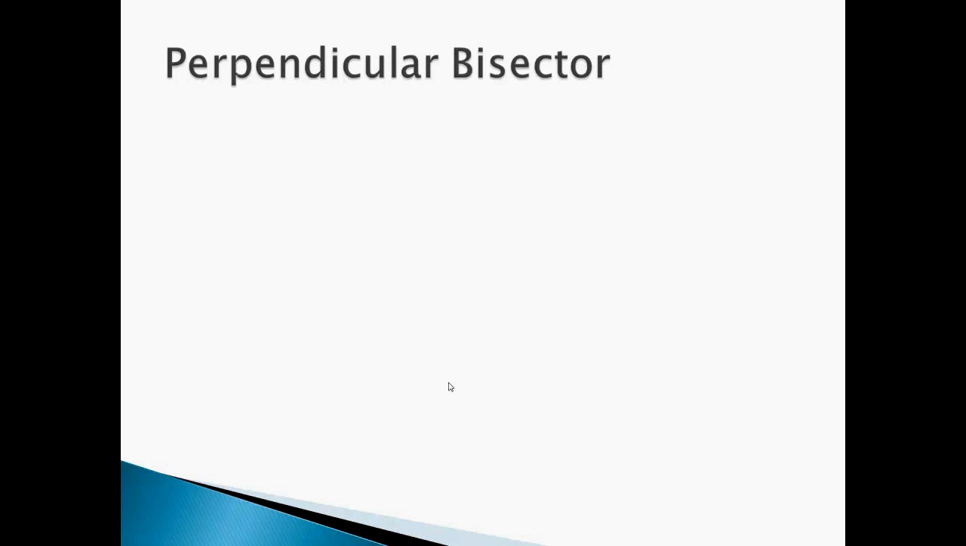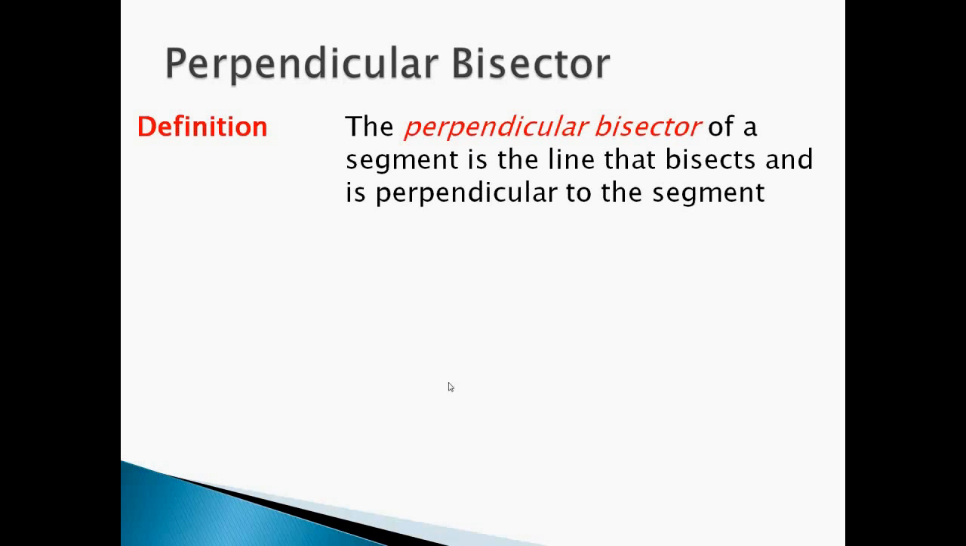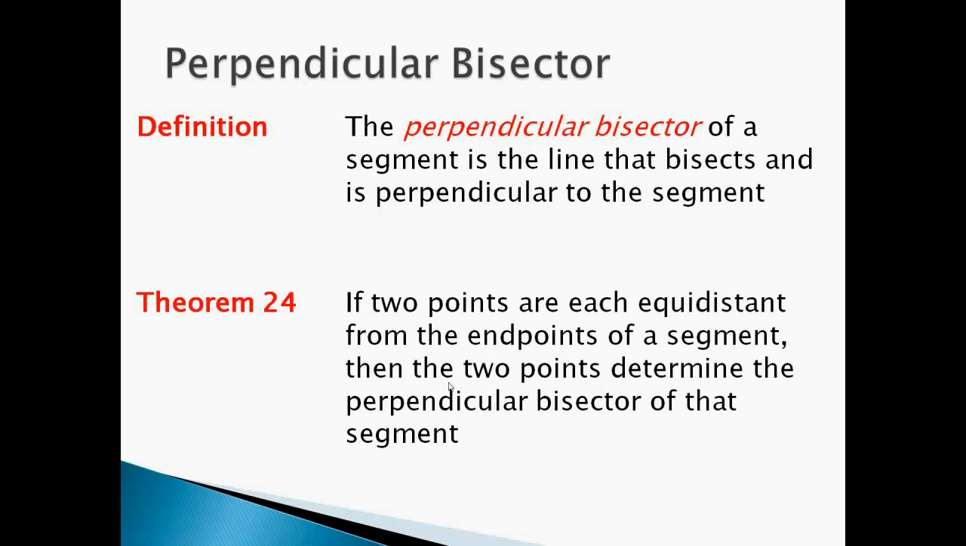Okay, and the second part of this is the perpendicular bisector, which again, you guys have worked with before. You've had to prove it. Definition: perpendicular bisector of a segment is the line that bisects and is perpendicular to that segment. Okay, the theorem that goes along with it, though. Now, these are the equidistance theorems.